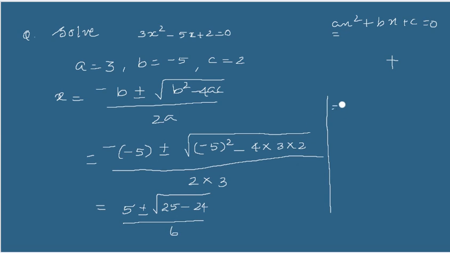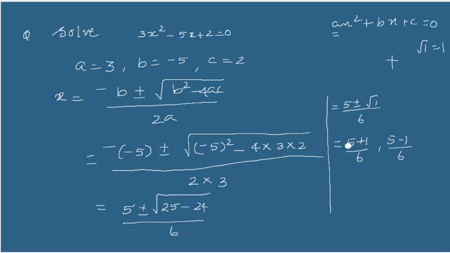This is equal to 5 plus or minus root of, how much is 25 minus 24? It is equal to 1. So 5 plus or minus root of 1, divided by 6. Now shall we split it? How much is root 1? Root 1 is equal to 1. So 5 plus 1 by 6, or 5 minus 1 by 6.